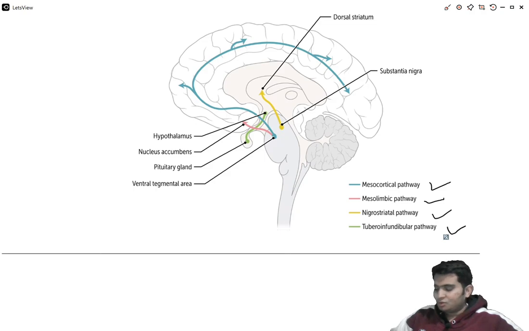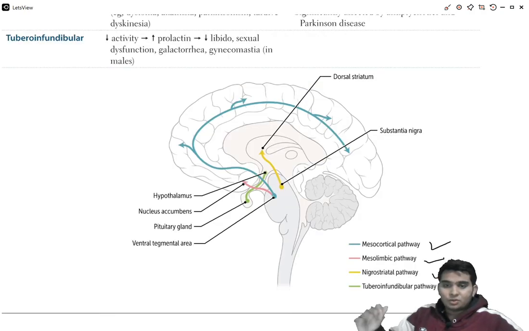And the last one is the tuberoinfundibular pathway, which influences the release of prolactin, which has an inhibitory effect on prolactin release. So here you can see the various pathways in this diagram. This is the diagram from First Aid.